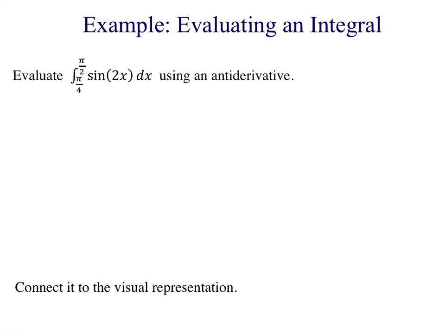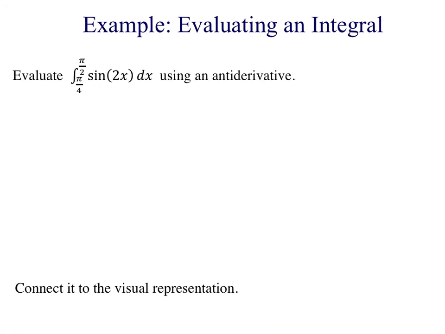Let's do a trig one. Let's evaluate this using the antiderivative. Okay, so in our brackets, we do the antiderivative of the sine of 2x. So the antiderivative of sine is negative cosine.